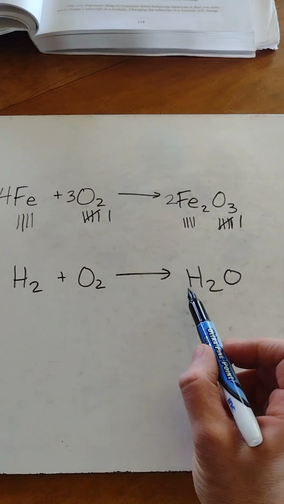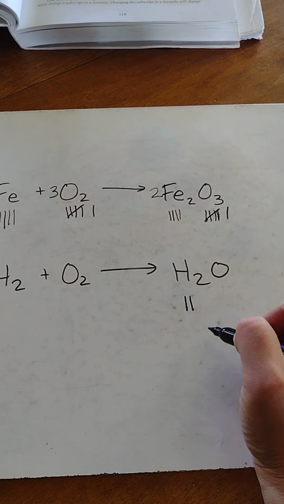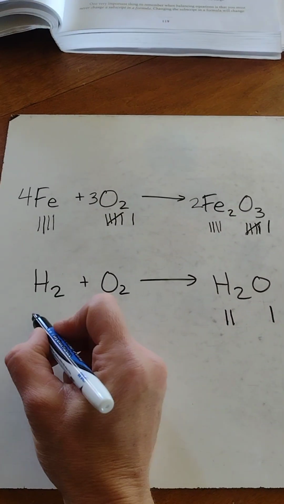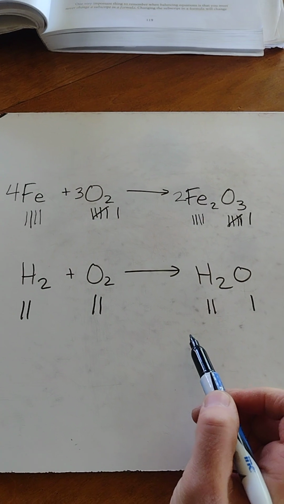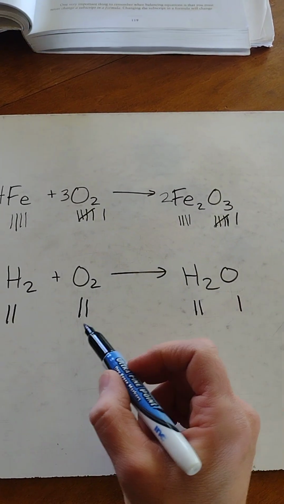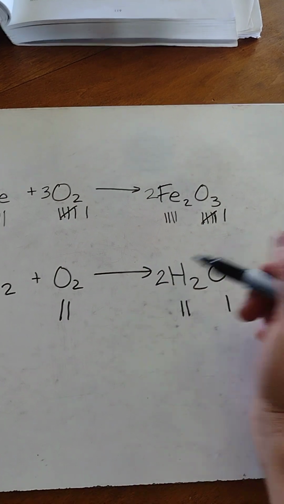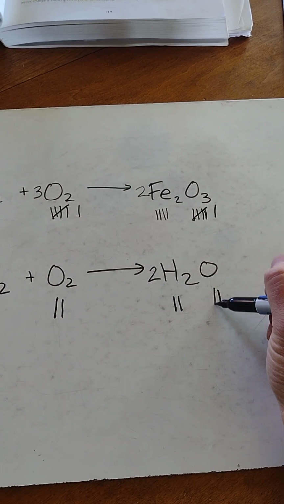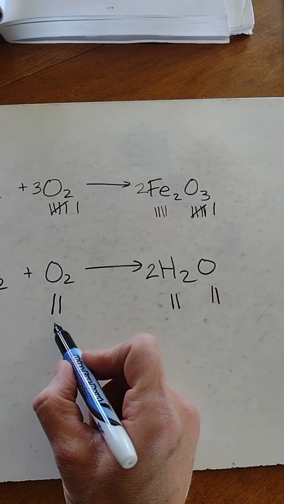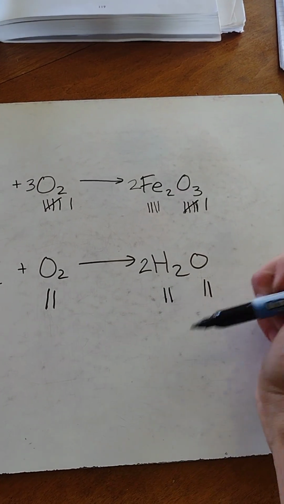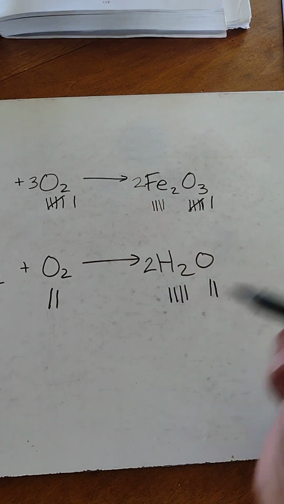This one's pretty simple. There's 2 hydrogens here, 1 oxygen here. There's 2 oxygens here and 2 hydrogens here. The hydrogens are already balanced, and then we need to balance the oxygens, so we put a 2 here. And so then we have 2 oxygens. That balances the oxygens. And now we need to go back and fix the hydrogens. So we have 2 times 2 is 4 now.